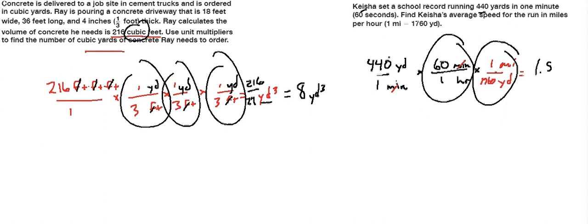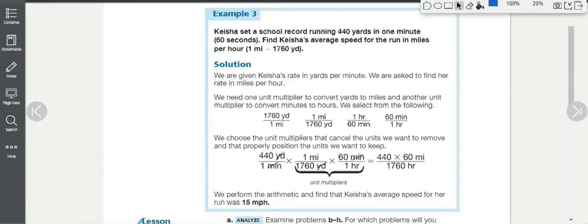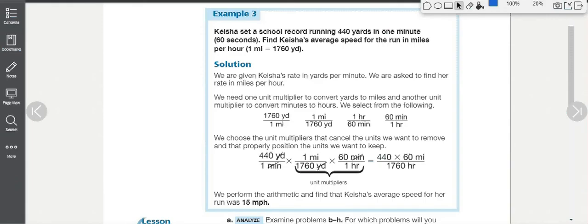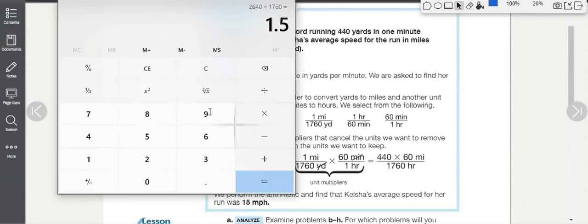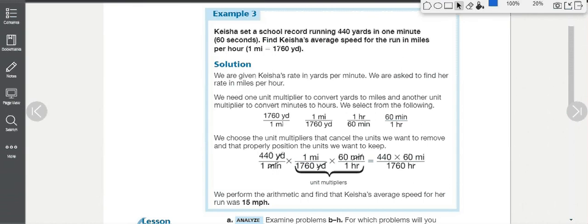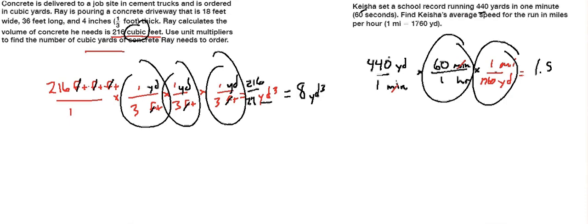Doesn't seem very fast at all. That's because it's supposed to be 15. That makes more sense. Maybe I missed a 0. 440 times 60. Aha. 15. So there you see some problem solving. 1.5 didn't make sense. 15 miles per hour makes sense.